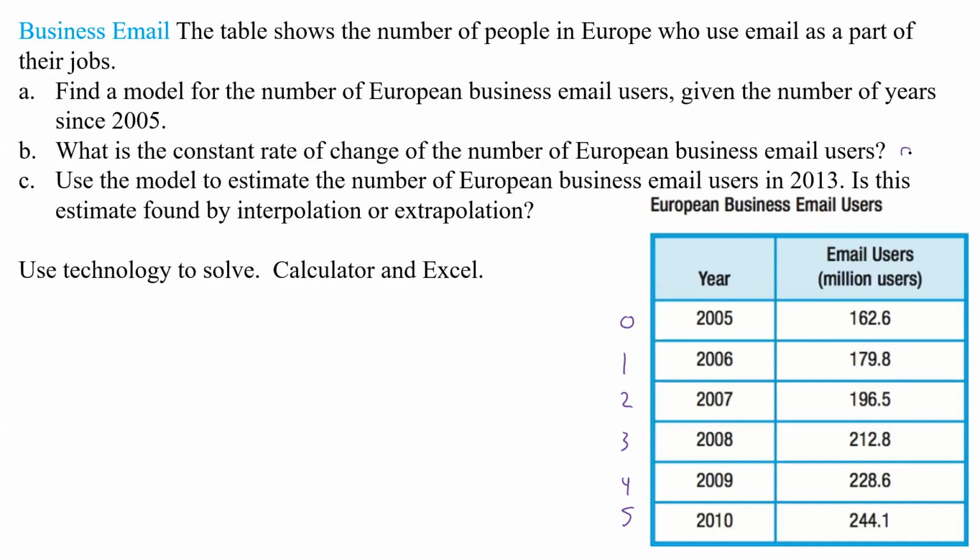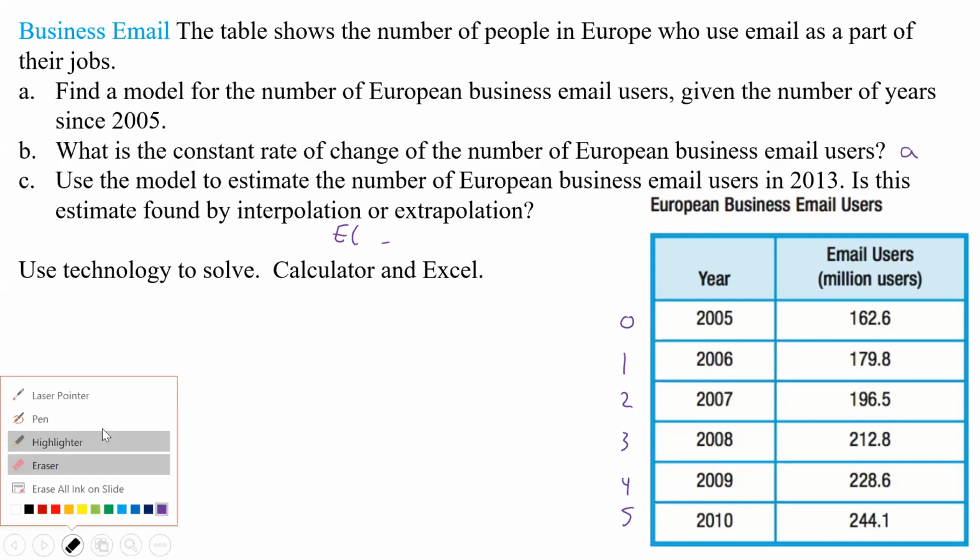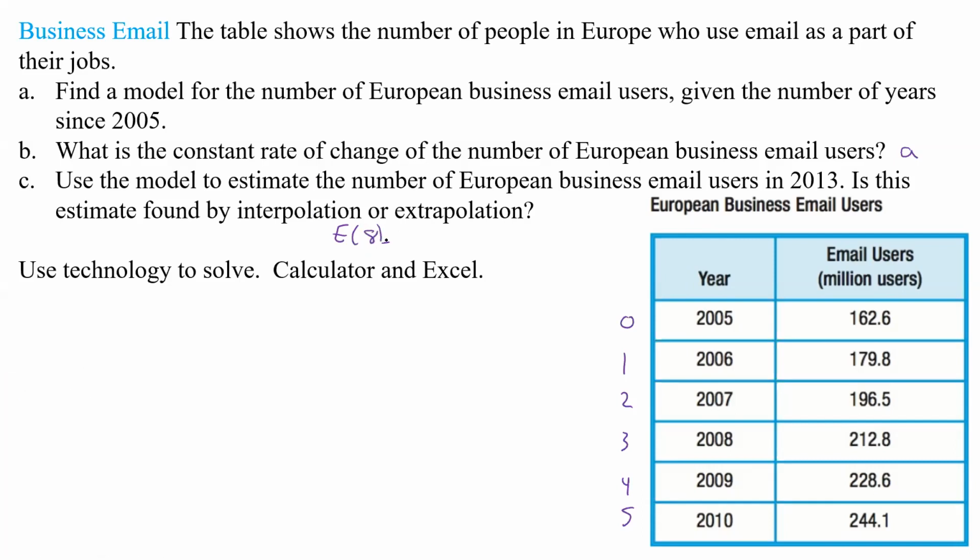Now, what is the constant rate of change for the number of European business email users? Well, that's going to be our A, which we have to find. And we need to use the model to estimate the number of business users in 2013, which is 3 years past that. So we want X to be equal to 8. So we want to find what this email user, we'll call it E of X equals 8. Basically, I need to put the 8 in place of the X. And we want to find out what that equals.